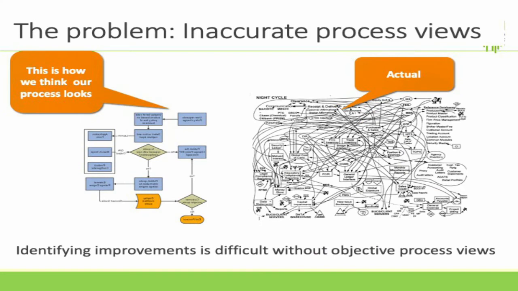An underlying problem is inaccurate process views. On the one hand, we think in the business that we know how a process looks, but in reality the process may work differently. There may be more complex routing than we realise, and there may be more exception paths. We also need to know where the bottlenecks are. Our views of processes need to be objective. If we have subjective process views that are not accurate, it becomes very difficult to identify improvements.